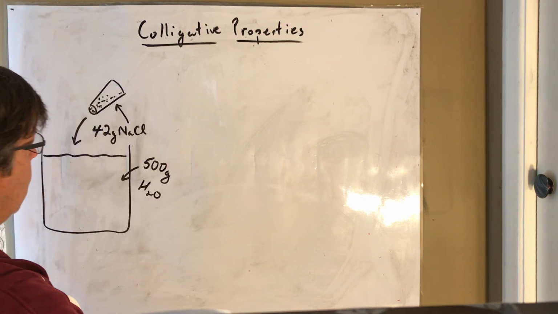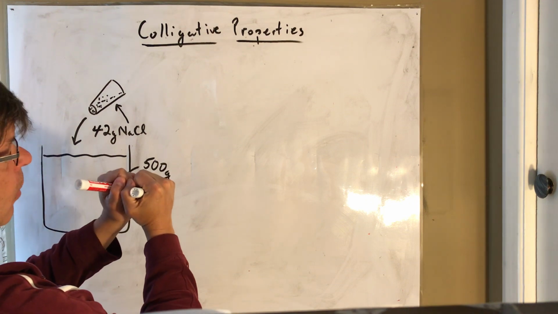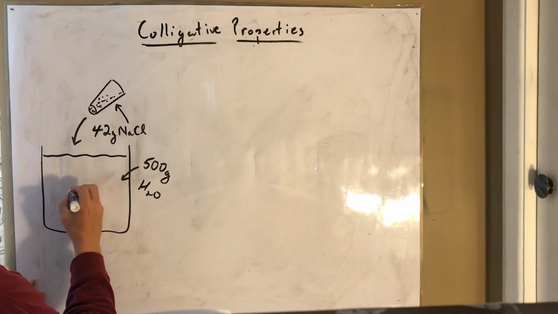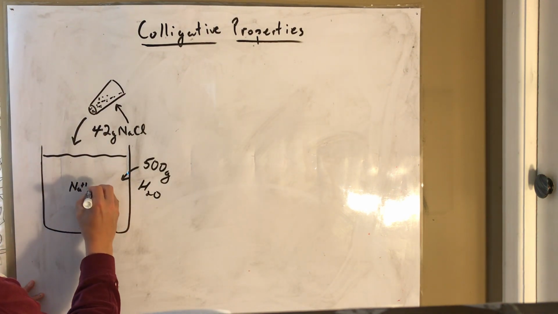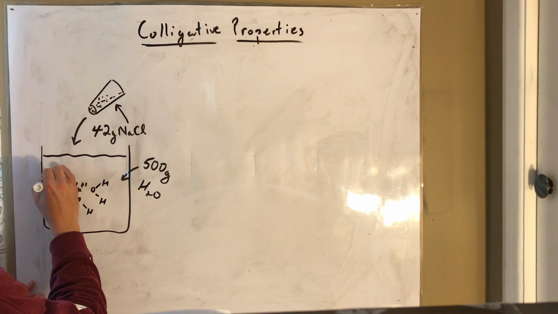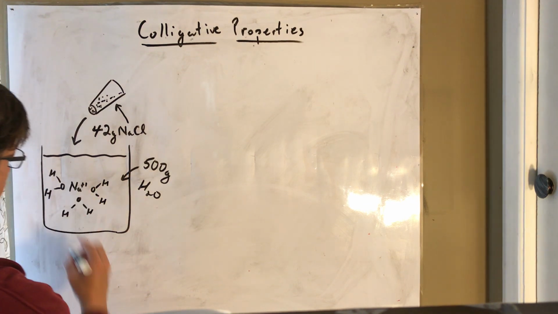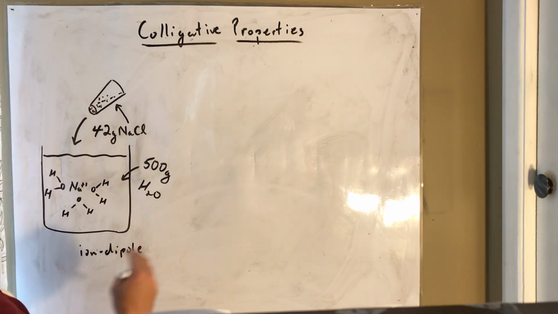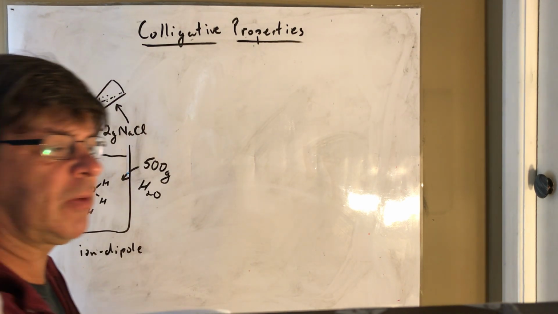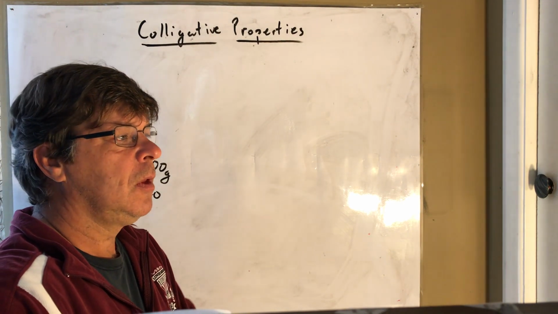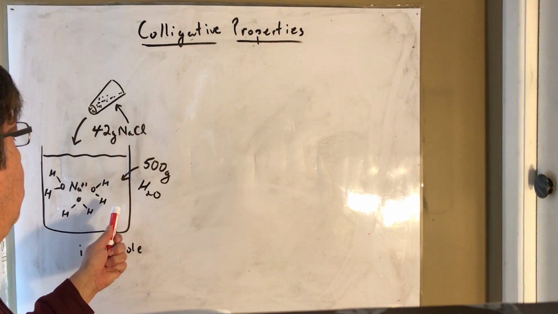When the sodium chloride goes into the water, the water molecules will break apart the ions. So if we have a sodium ion, it would be surrounded by some water molecules like that. That's ion dipole, the name of the attractive force. Of course, the chloride would be surrounded by the hydrogen portions of the water molecule. Okay? So let's think about this boiling.